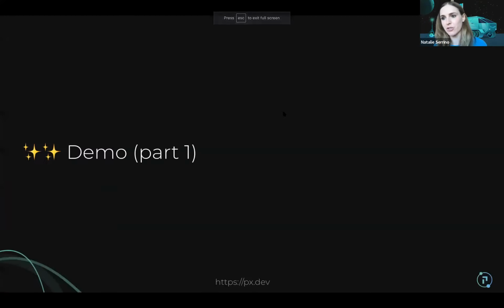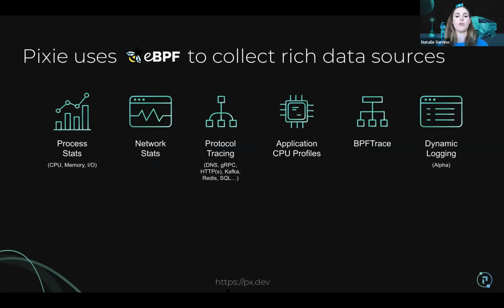So I didn't have to manually change my code. I didn't have to do anything. I just had to run that one command line and it'll do all the work for me. So Pixie uses eBPF to collect rich data sources. And this really shows the power of eBPF for observability and why we think that it's going to be the solution that people have for the problem of collecting the right data in observability.